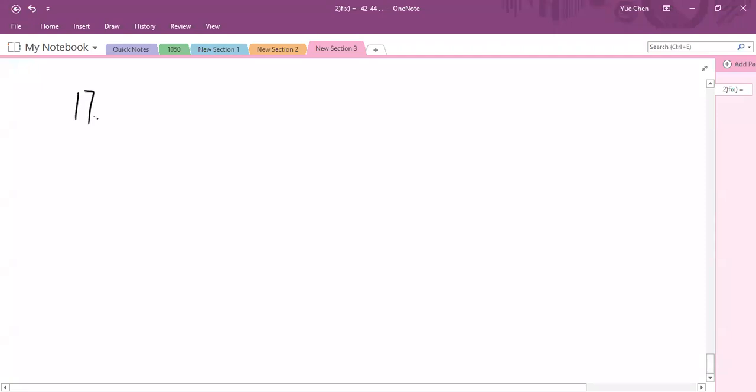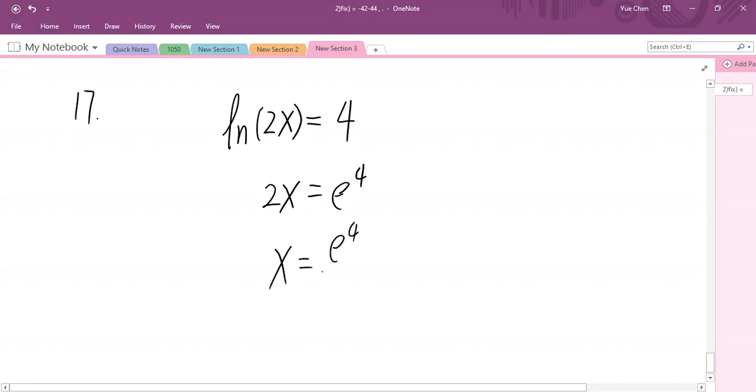17, which is solve the logarithmic equation. Ln 2x equals 4. Right? From here, we know Ln means the log with base e, right? So 2x is equal to e to the 4. So x equals e to the 4 over 2.